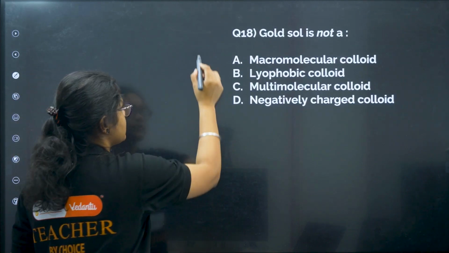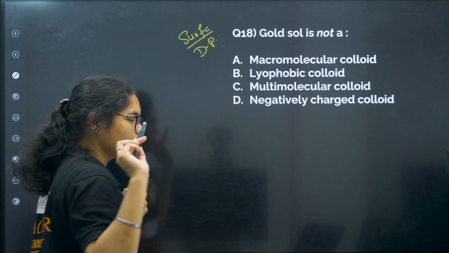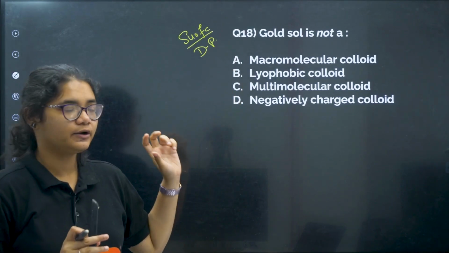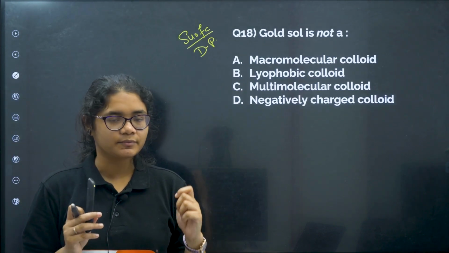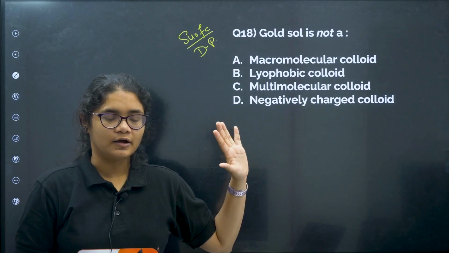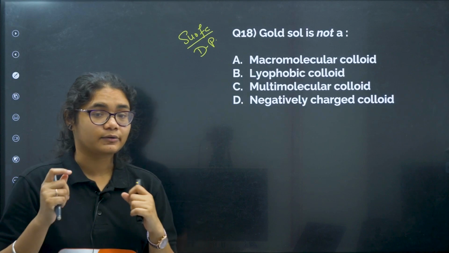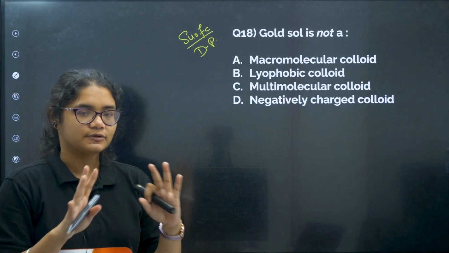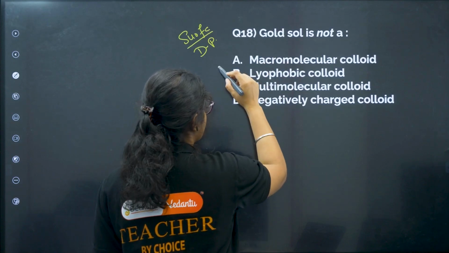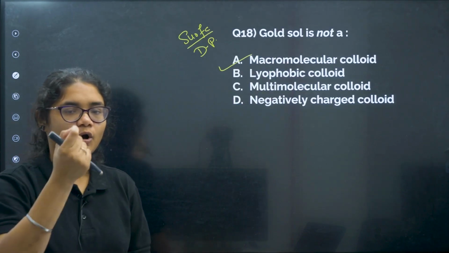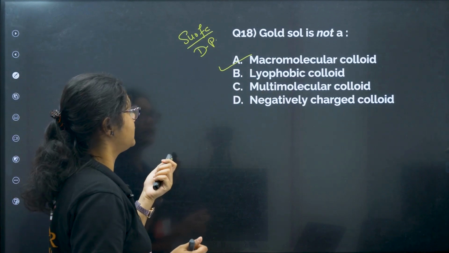Gold sol is not a... Again, this question is also from surface chemistry, a deleted topic, so you need not study this chapter. Do not worry about why so many questions were asked. This year some questions were asked from the deleted topics, but later they were not evaluated. They were discarded. So you need not worry or get tense that if I do not study, what will happen. Nothing like that. You can skip these deleted topics. Gold sol is not a macromolecular colloid. It is made up of small dispersed particles, so it is not a macromolecular colloid. Correct answer is option number A.